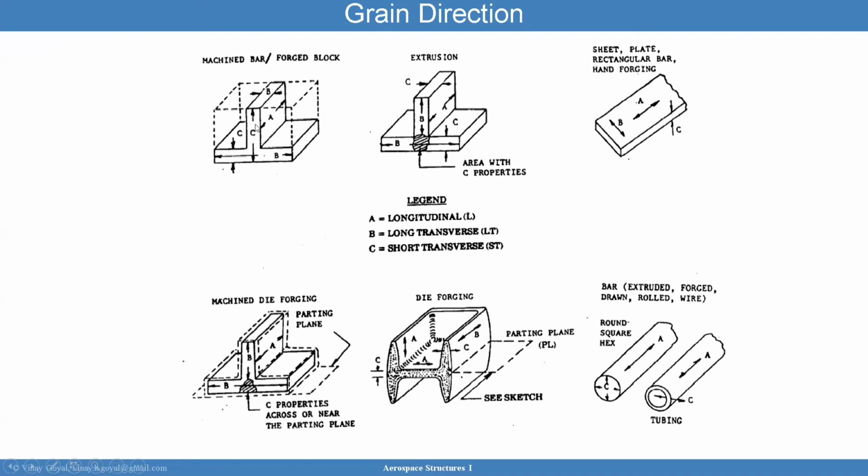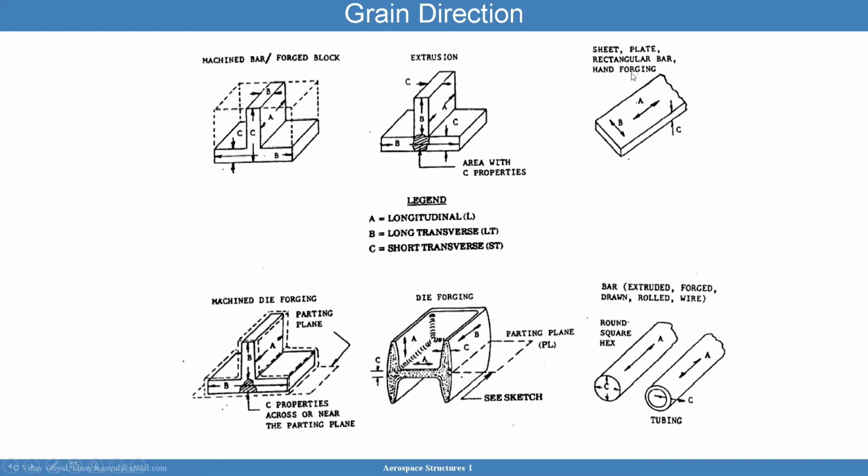So in the A, you see longitudinal. And for machine bar, this is how the properties are going to turn out and how the grain will be oriented. The extrusion is going to be very similar to the machine bar, but you're going to have an area here that has properties more like short transverse. And then in this direction, it is going to be different from the machine bar, where you're going to have a long transverse going that way. And then in this direction, you're going to get a short transverse.